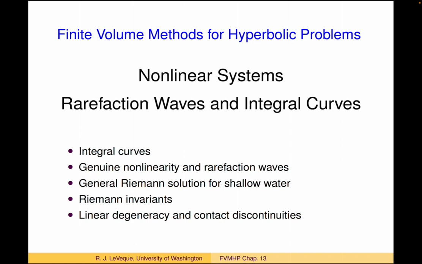And again, we'll look at the shallow water equations as an example and talk about how we can then solve the general Riemann problem for the shallow water equations using this theory as well. And some other important concepts, more generally, the idea of genuine nonlinearity that generalizes convexity for scalar problems, the idea of Riemann invariants, and then also linear degeneracy and contact discontinuities.